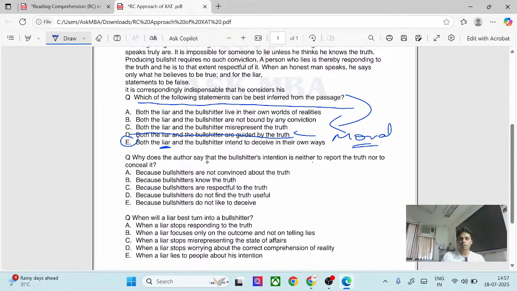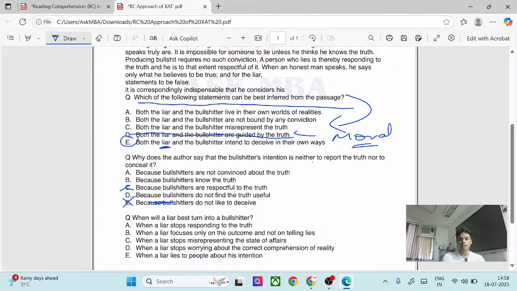Why does the author say that the bullshitter's intention is neither to report the truth nor to conceal it? Because bullshitters are not convinced about the truth, because bullshitters know the truth, because bullshitters are respectful to the truth, because bullshitters do not find the truth useful, because bullshitters do not like to deceive. E will definitely not be my answer. Bullshitters do not find the truth useful. Bullshitters are respectful to the truth.